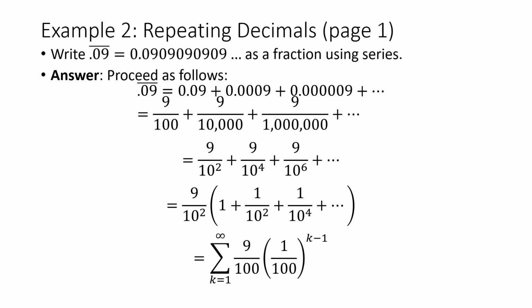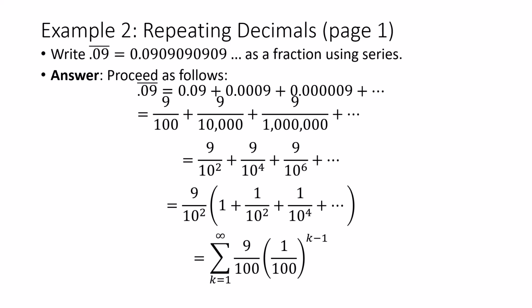Let's look at another example here. This one has a repeating decimal. So we're going to write 0.09 repeating as a fraction using series. First, we're going to write 0.09 repeating as 0.09 plus 0.0009 plus 0.000009, and we're going to keep going in this pattern. Now 0.09 is the same as 9 over 100, 0.0009 is 9 over 10,000, and 0.000009 is 9 over 1,000,000.